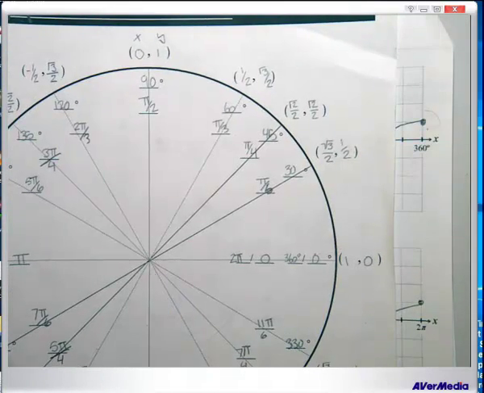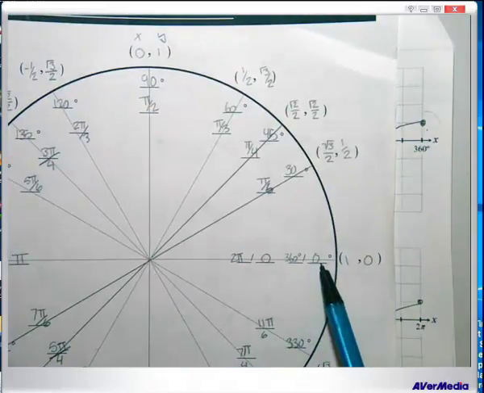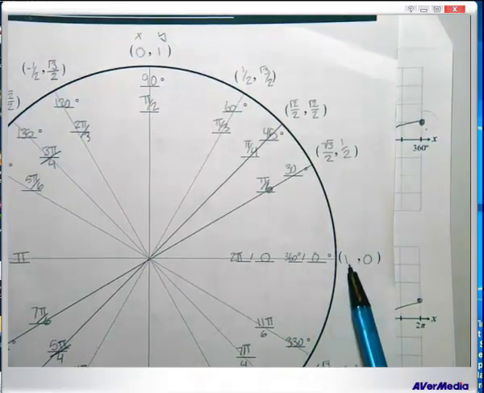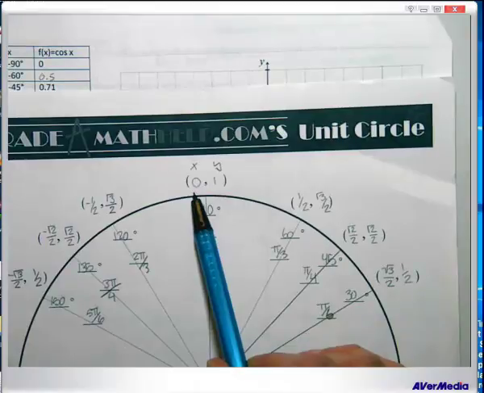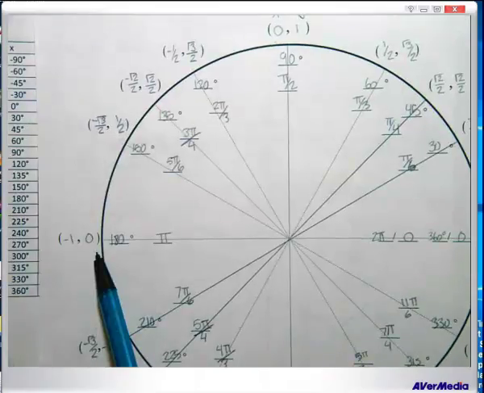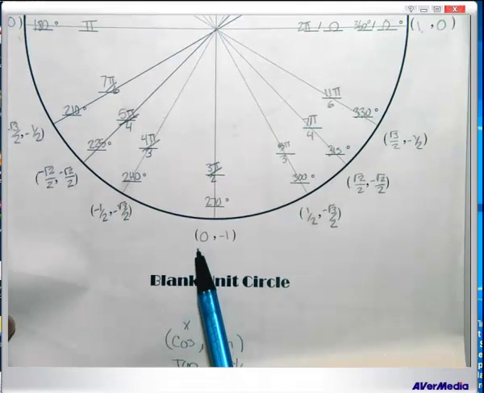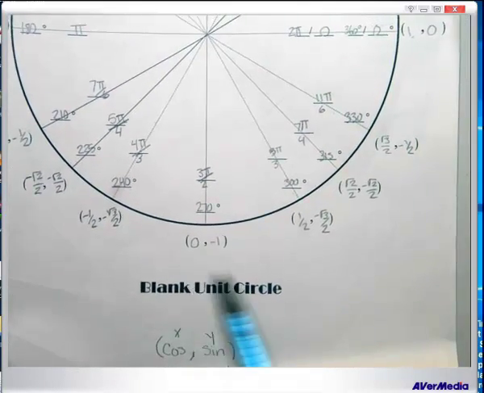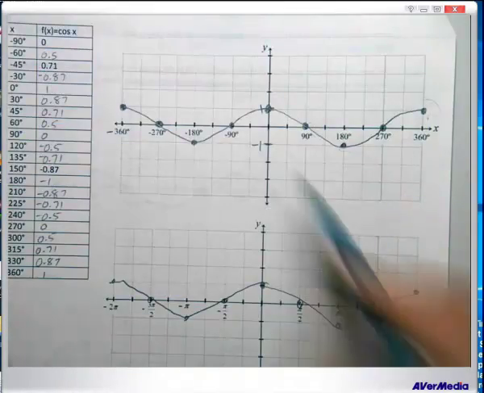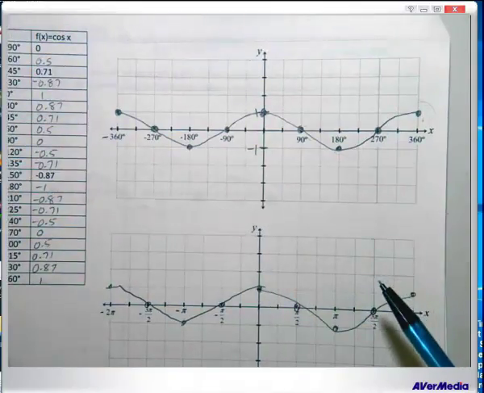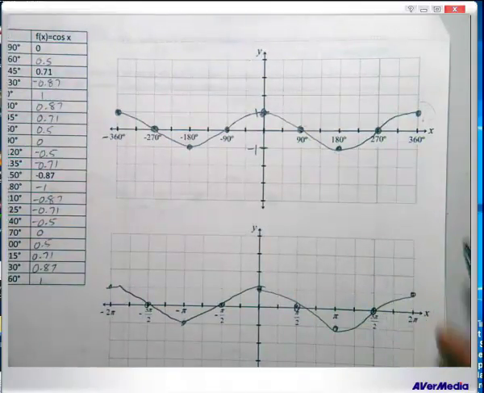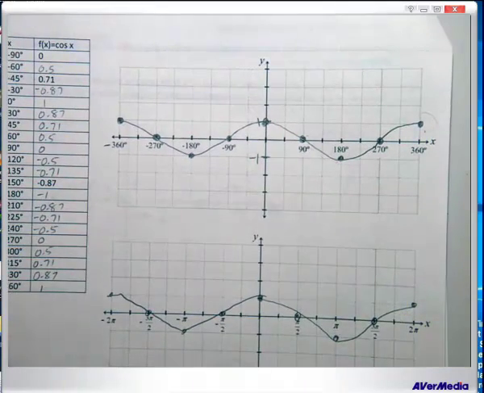Cosine, remember, is the x value. So cosine of 0 is 1. Cosine of 90 is 0. Cosine of 180 is negative 1. Cosine of 270 is 0. And then you could keep going. So you could get all of these values right from your unit circle, but you will not be using a calculator. Does that make sense? Okay.